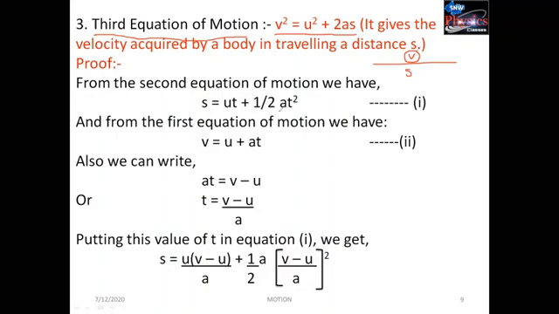Okay. From the second equation of motion, we get s equal to ut plus half at square. सेकेंड इक्वेशन अभी हम लोगों ने डिराइव किया और उसमें हमें क्या एक्सप्रेशन मिला था, s is equal to ut plus half at square. And also we consider the first equation. थोड़ी देर पहले हम लोगों ने उसे भी डिराइव किया था. From the first equation of motion, we have v is equal to u plus at. Now from this equation, we can write at is equal to v minus u.